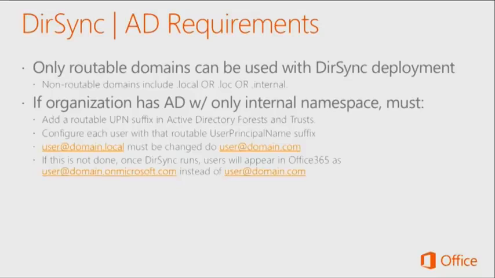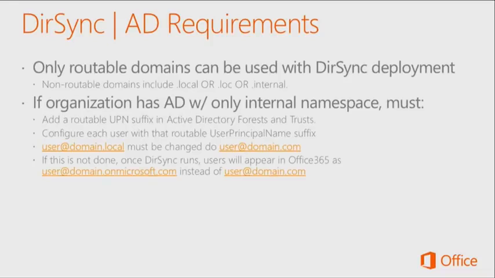So you need to add a routable UPN suffix in Active Directory Domains and Trusts. Configure each user with that routable user principal name suffix. User@domain.local must be changed to user@domain.com. If this is not done, DirSync runs, and users will appear in Office 365 as user@domain.onmicrosoft.com instead of your user@domain.com. Now, this can be changed. It can be fixed, right?